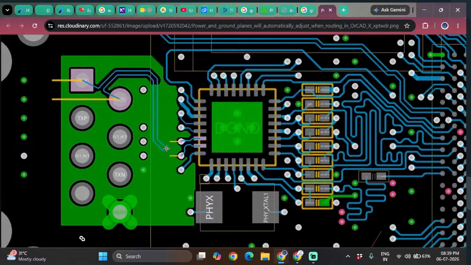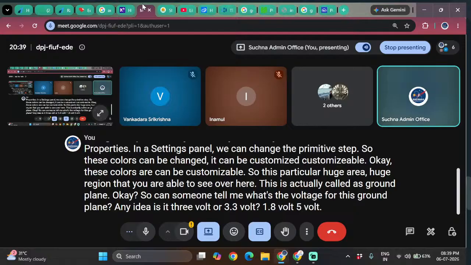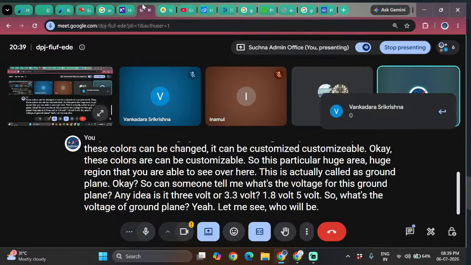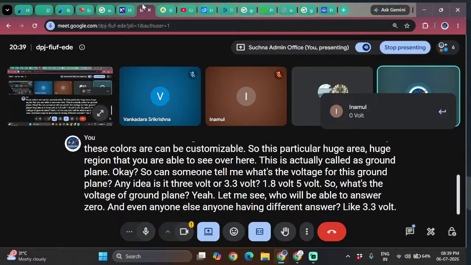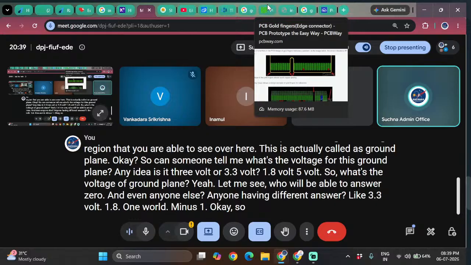So this particular huge region that you are able to see over here is actually called the ground plane. Can someone tell me what's the voltage for this ground plane? Any idea? Is it 3 volt, 3.3 volt, 1.8 volt, 5 volt? What's the voltage of the ground plane? Let me see who will be able to answer. Zero. Anyone having a different answer like 3.3 volt, 1.8, 1 volt, minus 1? Okay, so it's 0 volt.